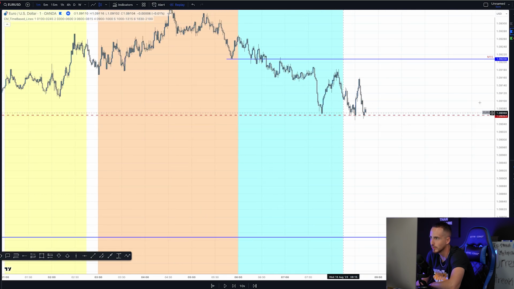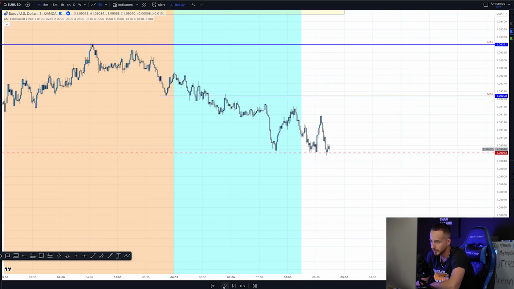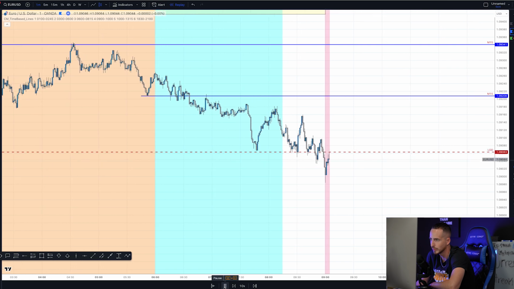So we have to break these equal lows now, and then let's check this out. This is what price did right here. Let's break down the loss first, and then we'll break down the win. What do we have right here?